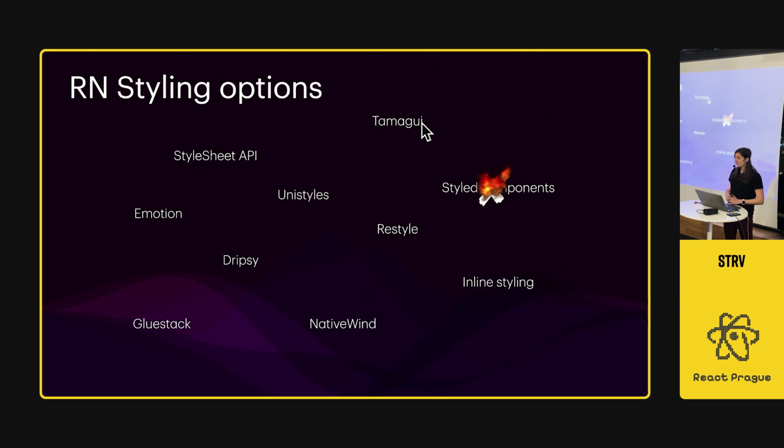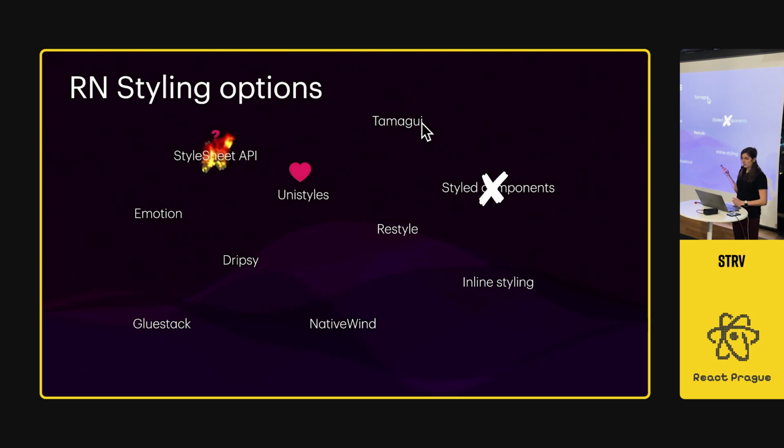We knew that we didn't want to use styled components because we already used it in the previous project, as you saw on that second slide. And we found it very verbose, and we were just too lazy to define another file with the styles. We needed to be faster than that. We really like Unistyles, but for the same reason, we skipped that option. We needed to be faster.